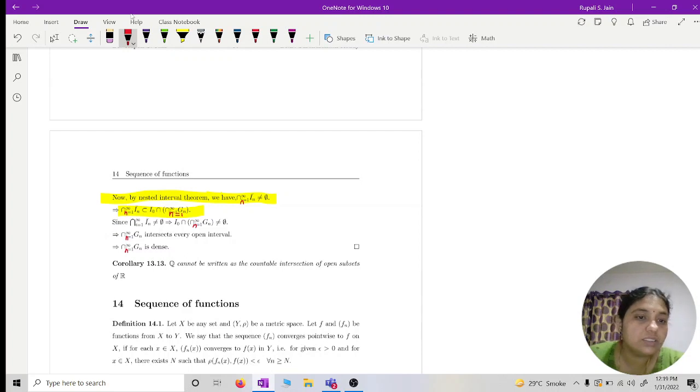Now since this intersection is non-empty, this intersection is also non-empty, and this gives us that the intersection of Gn intersects every open interval. Therefore, this infinite intersection is also dense in R. And we can say as a corollary that Q cannot be written as a countable intersection of open subsets of R. A corollary of this theorem is that Q cannot be written as a countable intersection of open subsets of R because of this theorem.